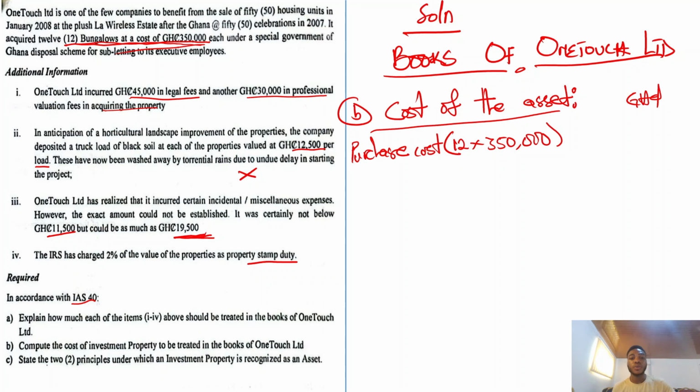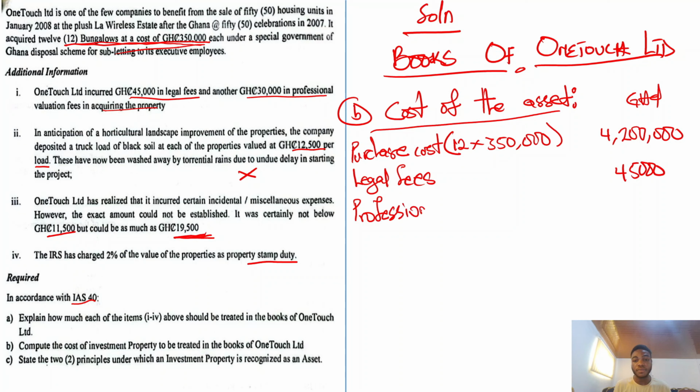All right. Then we have the legal fees. We have to add the legal fees of 45,000. So let's calculate the 12 by the 350,000. 12 times 350,000 is 4.2 million. All right. Then there was professional fees. How much was it? This professional fees is 30,000. So you're going to add 30,000 to it.